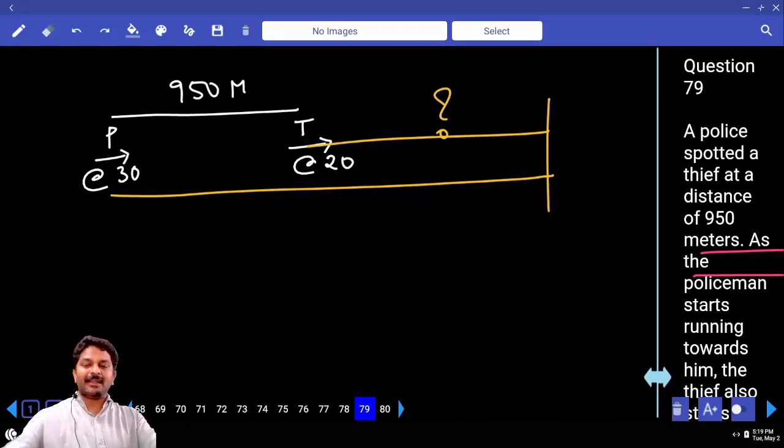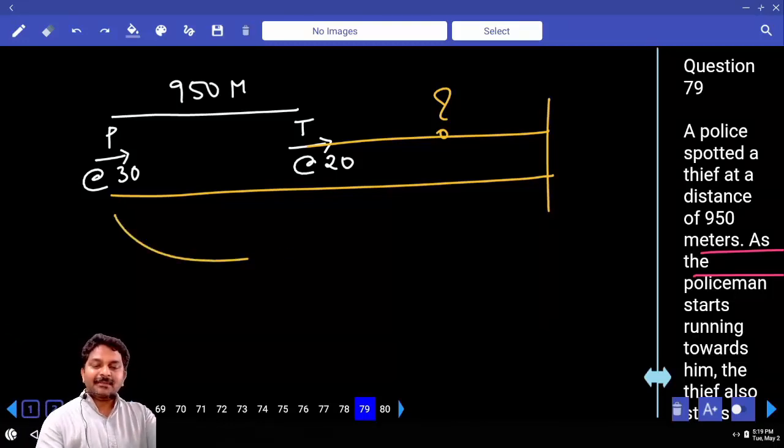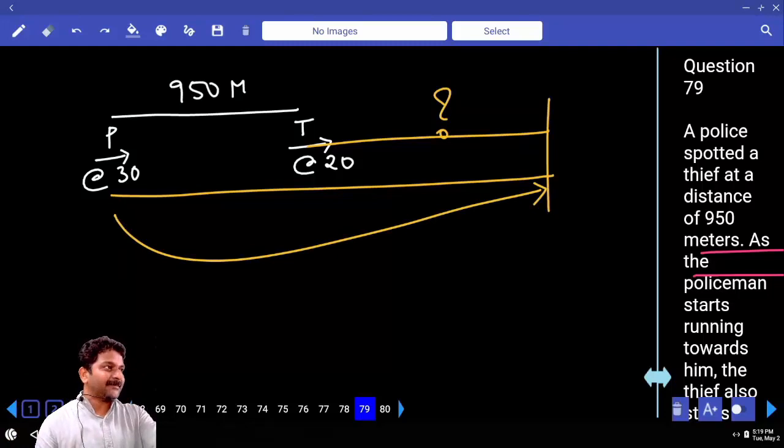Right. So the time that the police takes to reach this place and the thief takes to reach this place, both are the same?